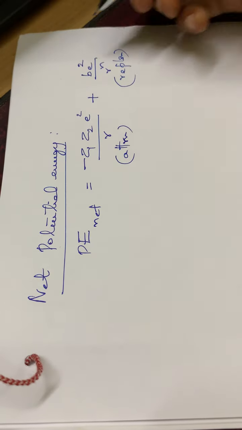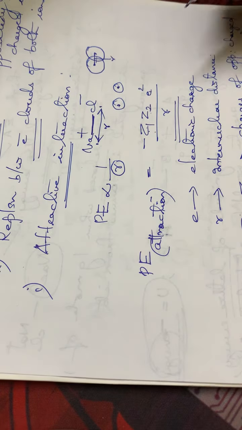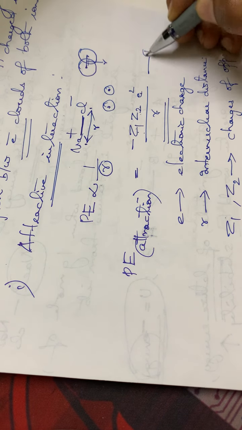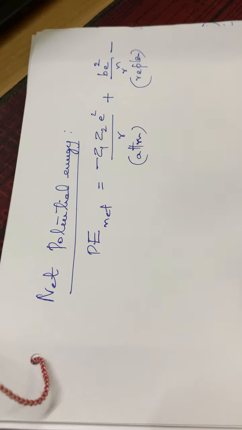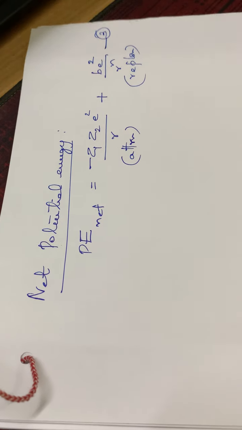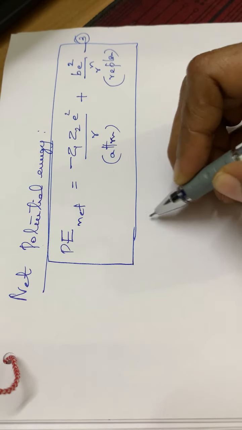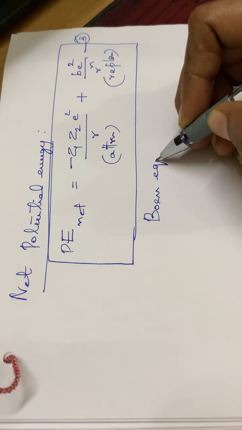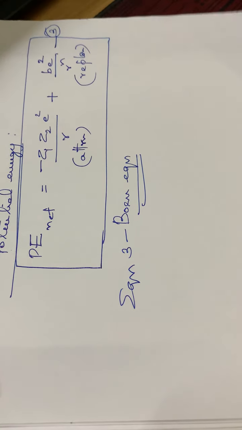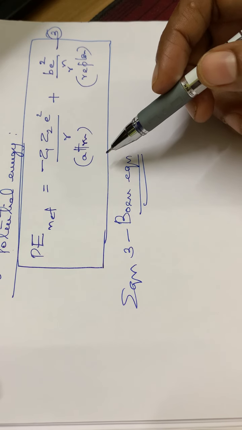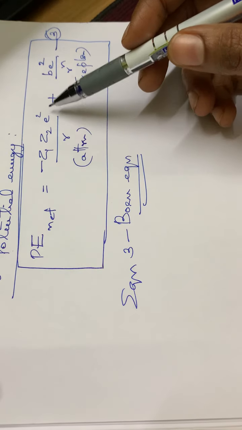See here, for these equations you can put equation numbers. For attractive interaction it is equation 1, and for repulsive interaction it is equation 2. Then this is equation number 3. This equation is called the Born equation, the net potential energy. If a question is asked to write the Born equation for 2 marks, you have to write this equation and explain each and every term.